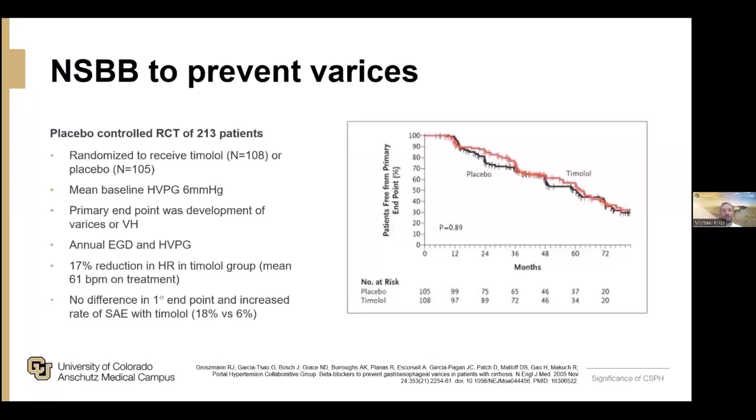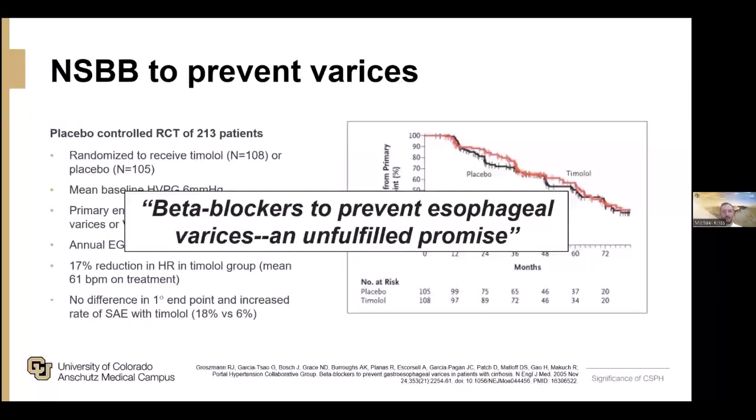What's also noted in this study is that there were increased adverse events in the timolol group, and specifically a 3-fold increase in serious adverse events. So you can imagine that there was probably some excitement, and then really this landed with a thud. And I think the editorial that was published alongside it really captures the disappointment. Beta blockers to prevent esophageal varices, an unfulfilled promise. And so this was really the start and end of pre-primary prophylaxis to prevent this progression.